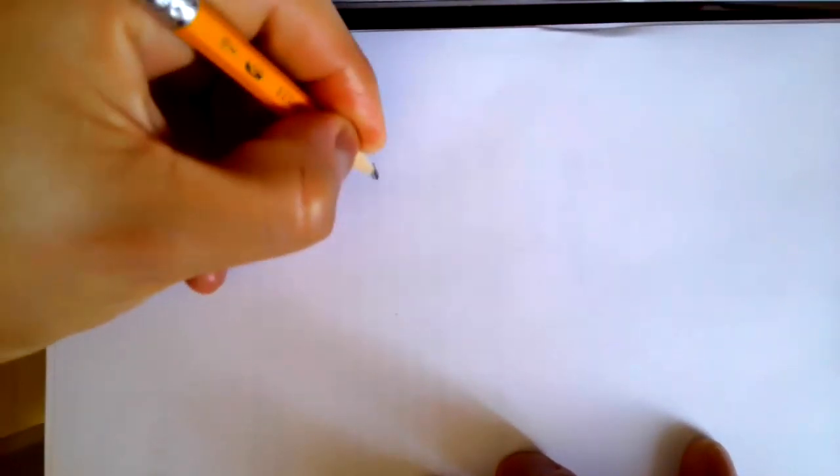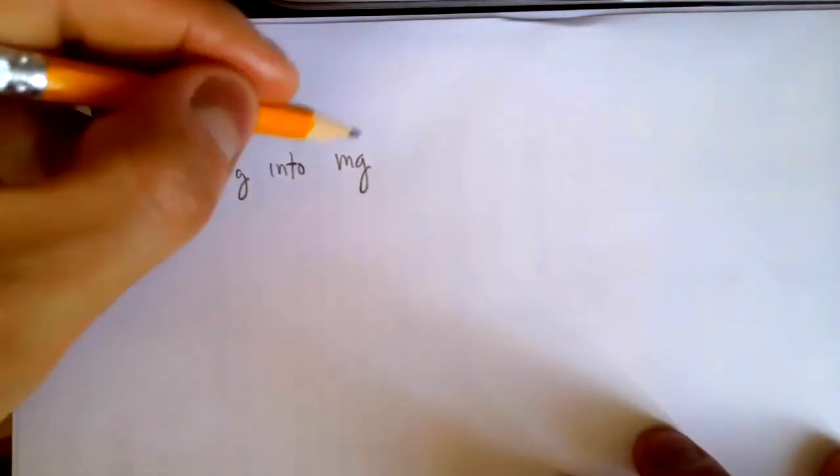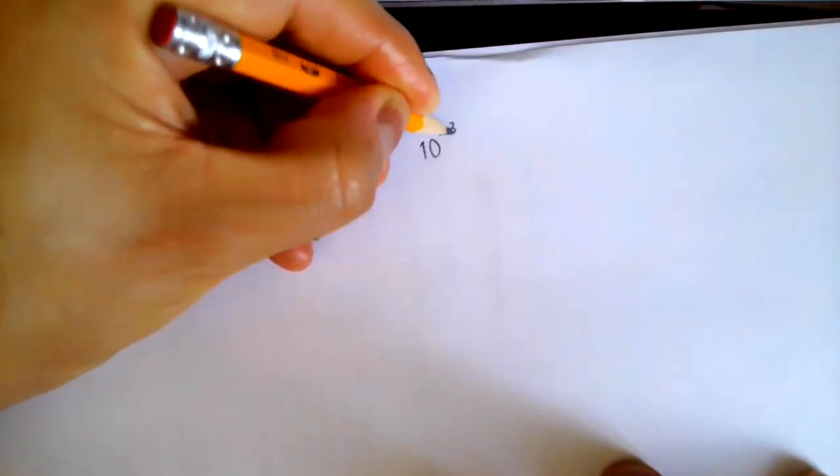So for example, let's say that I want to convert 10 grams into milligrams, right? I'm doing the conversion. By the way, this is just the lecture, but as you guys know, I will also do some videos with some problem solving. So this is only for explanation. So from the slide, we have that milligram is 10^-3.